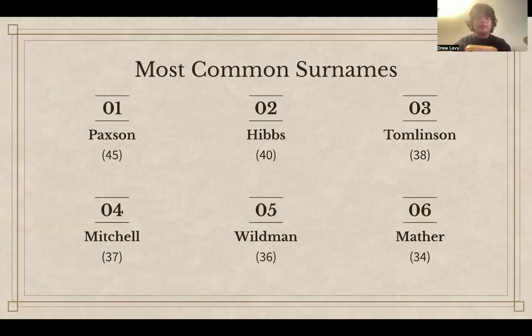So most common surnames. While studying Langhorne history, I noticed several notable family names recurring in my general studies, street names, and banners around town. I was curious about how many people from each family are buried in the marked part of the graveyard. Here are my findings. Number one, we have the Paxsons with 45 people.